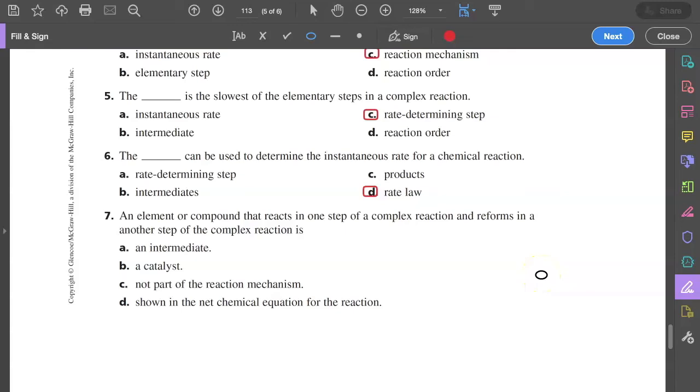Lastly, number 7, an element or compound that reacts in one step of a complex reaction and reforms in another step of the complex reaction is a catalyst, B. This is something we see in a complex reaction, that when we use a catalyst, it may be altered in one step, but then reforms in a subsequent step so that the net result is the catalyst remains unchanged. Pretty cool, huh?